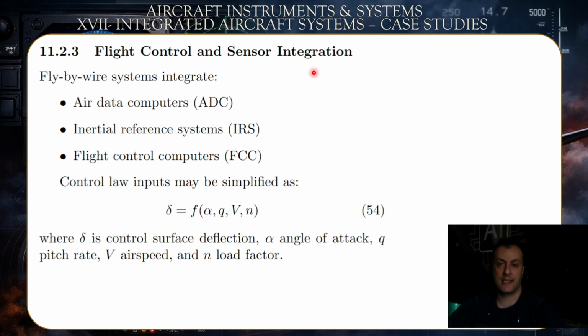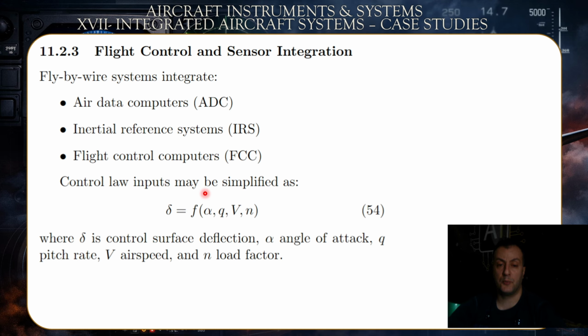Flight control and sensor integration. Fly-by-wire systems integrate air data computers, or ADC, inertial reference system, IRS, which is called, by the way, in Boeing 777, I think, ADIRU, air data inertial reference unit. Flight control computers, or FCC.